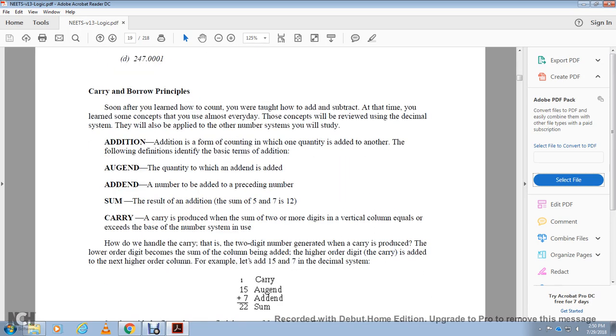How do we handle the carry? The two digits of the number, with the carry, produce the low-order digit, which becomes the sum of the column. The higher-order digit, the carry, is added to the next higher-order column.